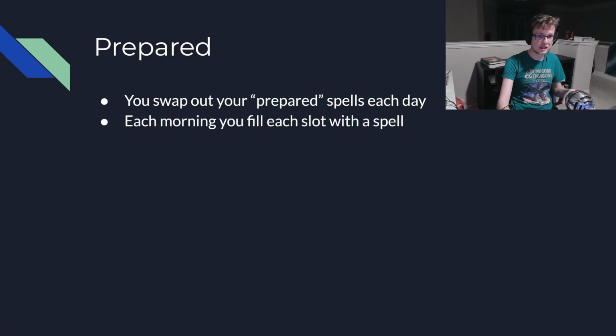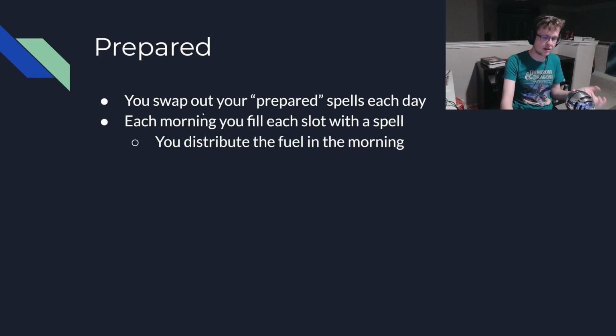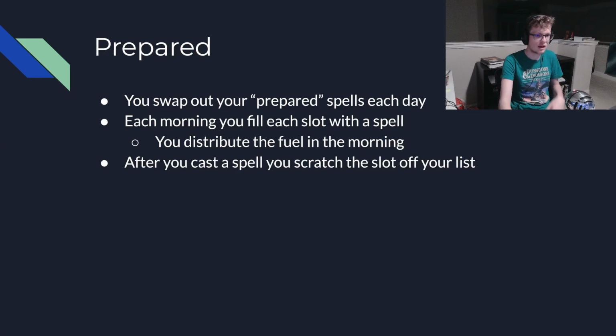And you can only cast each spell once unless you prepare it in several slots. Because at the beginning of the day, you determine this slot will be for Fireball, this slot will be for Heal, and then you have to cast one Fireball and one Heal from those slots, because you can't swap what each slot had prepared. Because you need to have that preparation done. You distribute your fuel in the morning, but you can pick what rockets you have to put fuel in that same morning. After you cast a spell, you scratch the slot off your list.